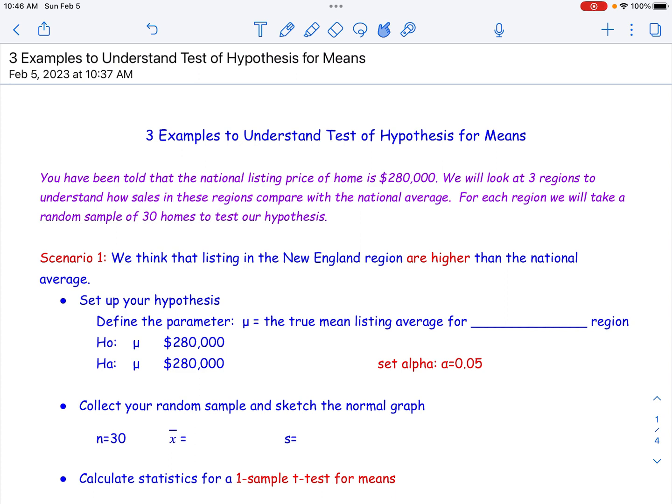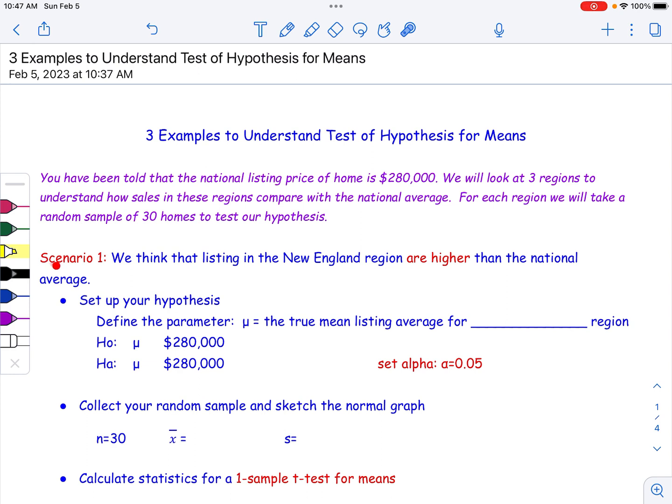Good morning. Today I'm going to create 3 short videos on doing test of hypothesis for means. Okay, so I'm going to do 3 examples, and our population parameter is that we believe that the national listing price of homes is $280,000.